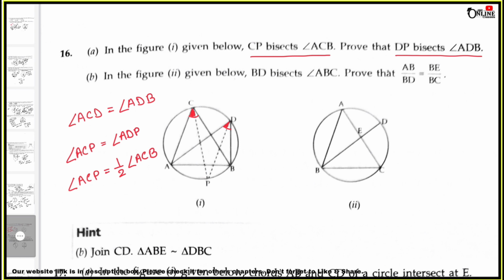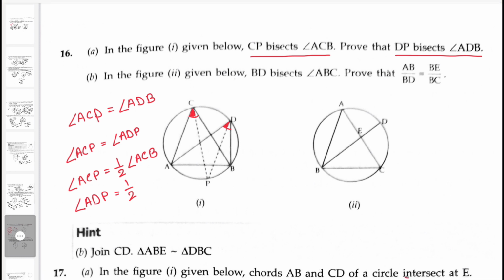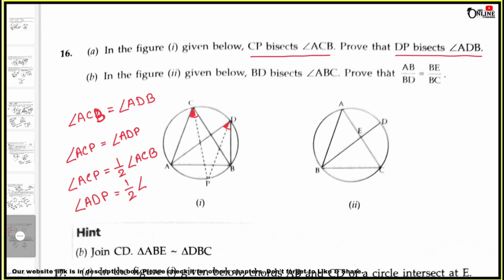And here angle ACP is equal to angle ADP. So instead of ACP, we can write angle ADP, that one equals half. And again, as you know, ACB is equal to ADB. So instead of ACP, we can write ADP. Instead of ACB, we can write ADB. So here angle ADP equals half of angle ADB. That means DP bisects the angle ADB. It's a very easy problem.